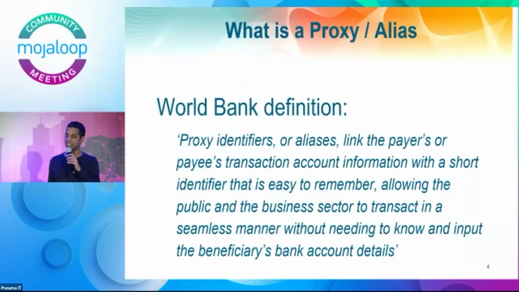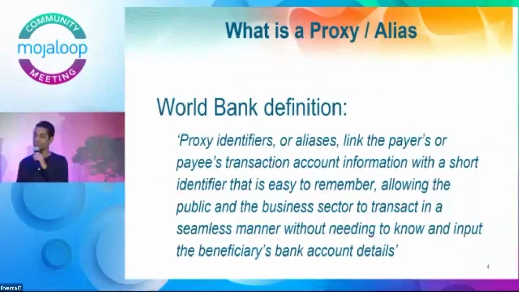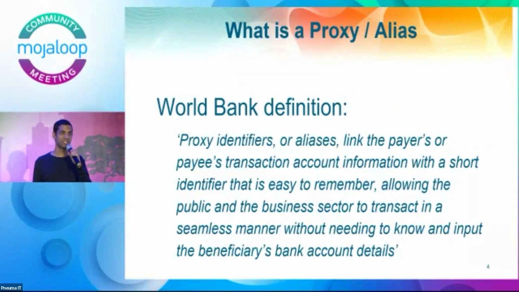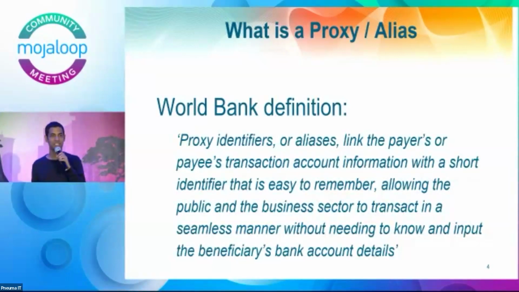So the World Bank's definition of a proxy identifier or alias is a link between a payer or a payee's transaction account information with a short identifier that is easy to remember, allowing the public and the business sector to transact in a seamless manner without needing to know and input the beneficiary's bank account details. So that means a proxy or an alias could be memorable, from a mobile number to email address, a tax ID, or even it could be a made-up number if you want to protect your privacy.